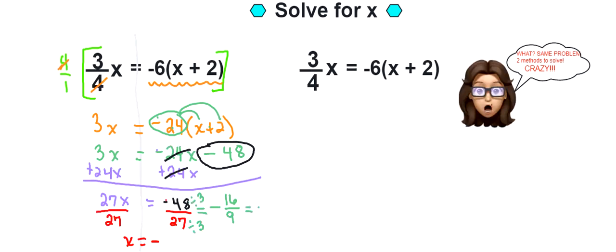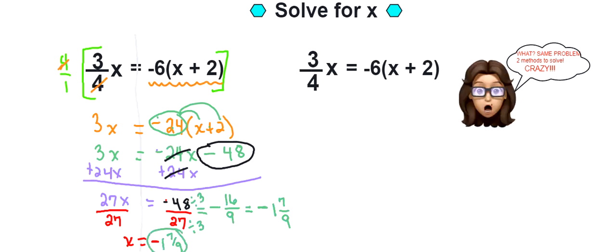Let's bring our negative over and then ask yourself, how many 9s can fit in a 16? Well, 2 9s make 18, so that's too much. So only 1 9 will fit into there. And that leaves me with 10, 11, 12, 13, 14, 15, 16. That leaves me with 7 extras. So it's -1 and 7/9. So I'll put that 1 and 7/9 with the negative, and that's our answer.